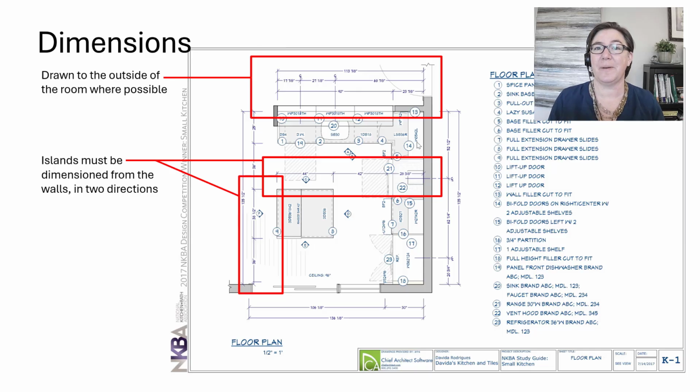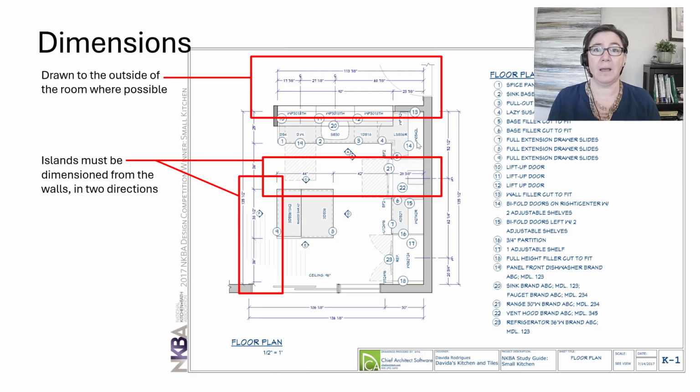All right, so far we've talked about what's shown on the floor plan and what's in that floor plan specifications list. Let's move on to dimensions. NKBA uses a different dimension style than AIA, and this is where most students struggle. So let's look at this in great detail.